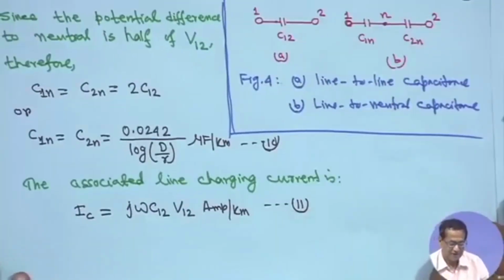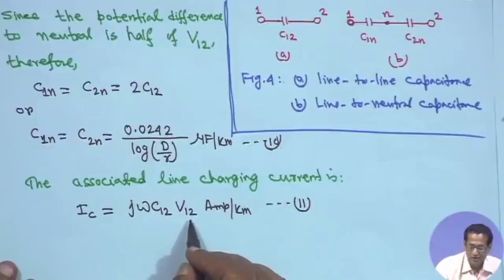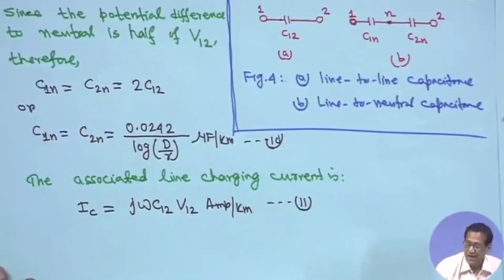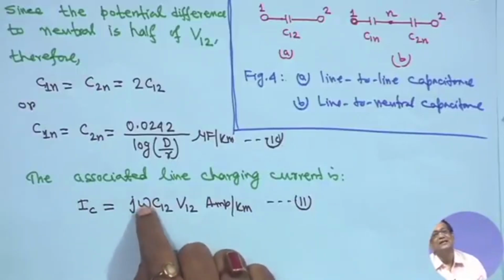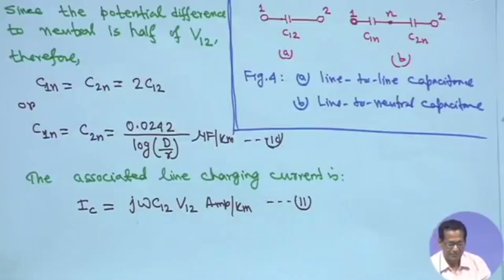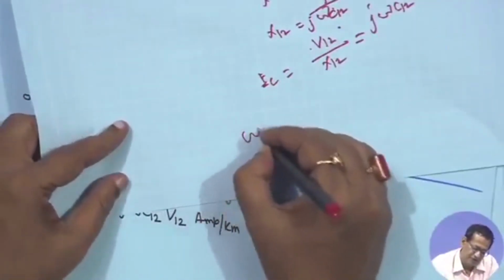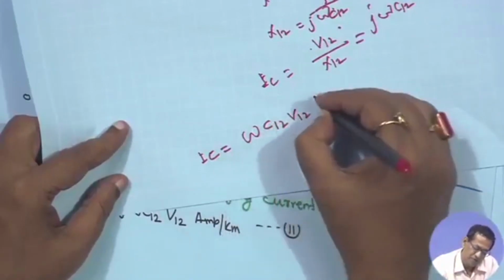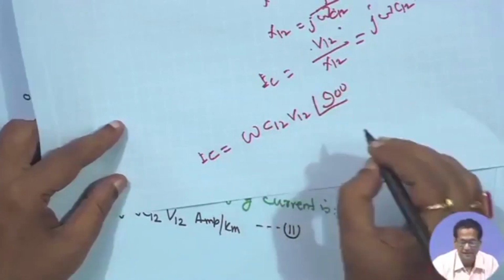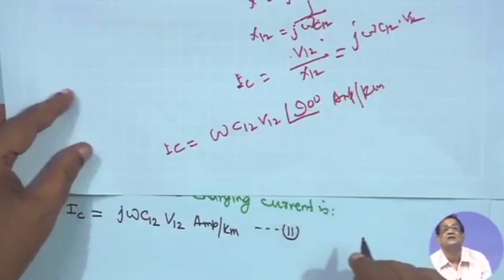That is why the line charging current will be Ic is equal to j omega C12 into V12 ampere per kilometer, but if you take the magnitude, then j should not be there. It is a leading current. So one more line I am writing for you: the charging current will be omega C12 V12 at angle 90 degrees, because j is there, ampere per kilometer.